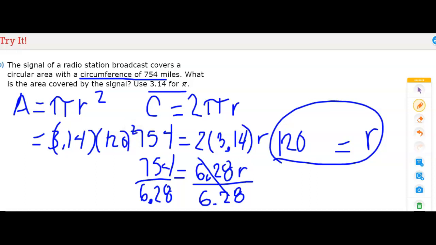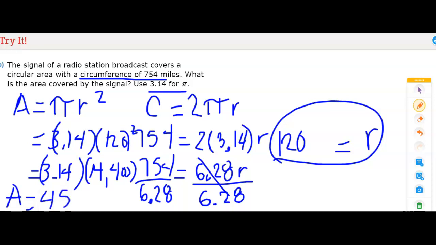Now 120 squared is 120 times 120, and that is 14,400. Let me write it. 3.14 times 14,400. That would give us the area of 45,216 square miles. So that would be our final answer to the problem.